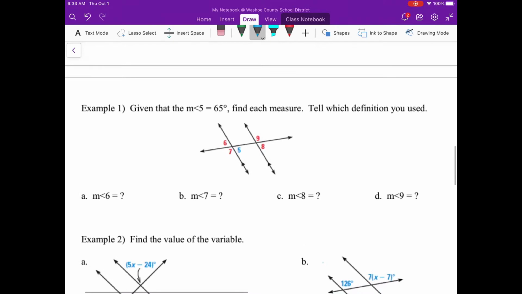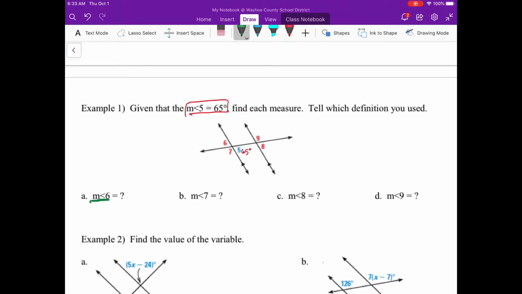Okay, so now we're going to go ahead and apply this. We are going to be given only one angle here. Angle 5 is 65 degrees, so this is 65 degrees. And we're going to find the other angles that are asked in parts A, B, C, and D. And we're going to say how we figured that out, okay?